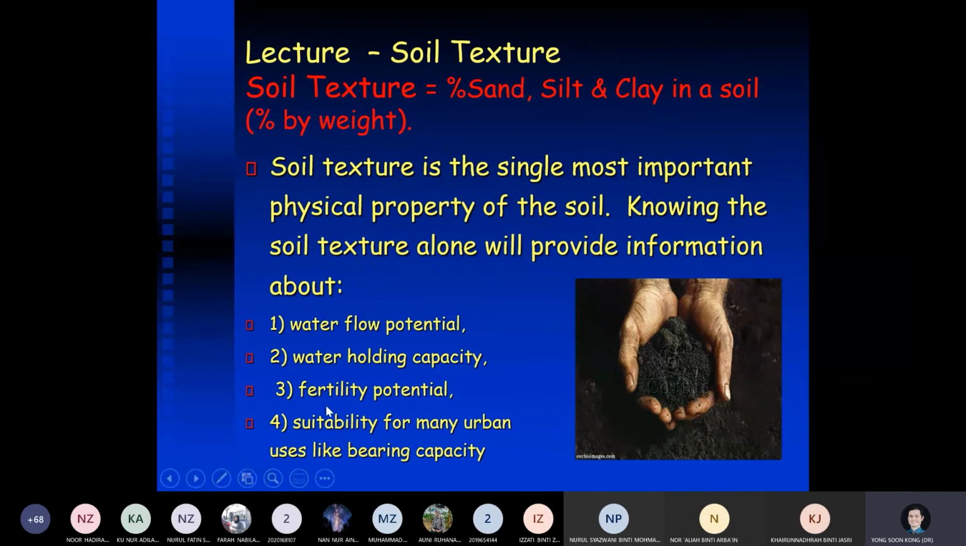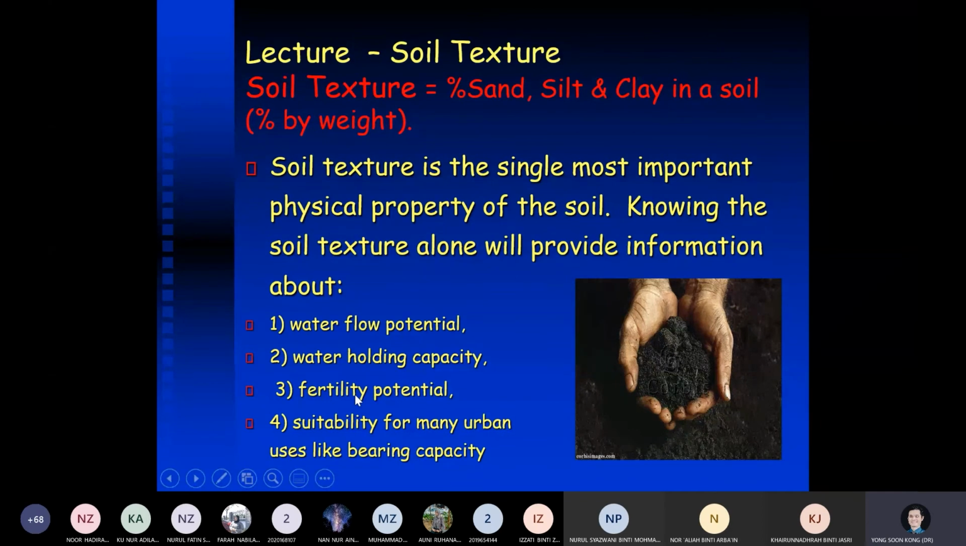And then number three, fertility potential. This fertility potential depends on how much surface area the soil particles have. When it comes to surface area, the smaller the soil particles, the higher the surface area.